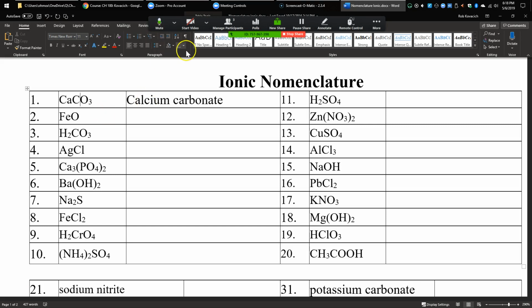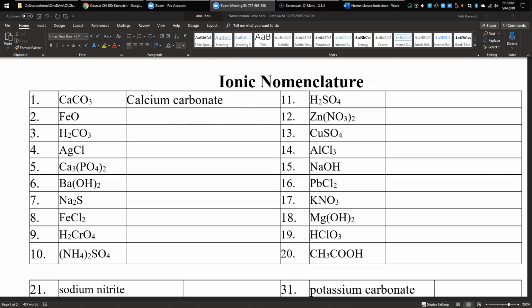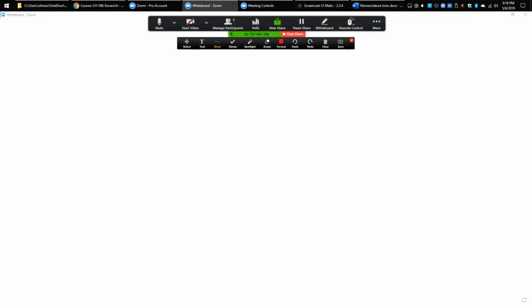Well, iron is there, and so that means you would need to be able to tell me what's going on with the iron. So I'm going to stop sharing this and switch over to a dry erase whiteboard. So the compound that we had on that other table was FeO.